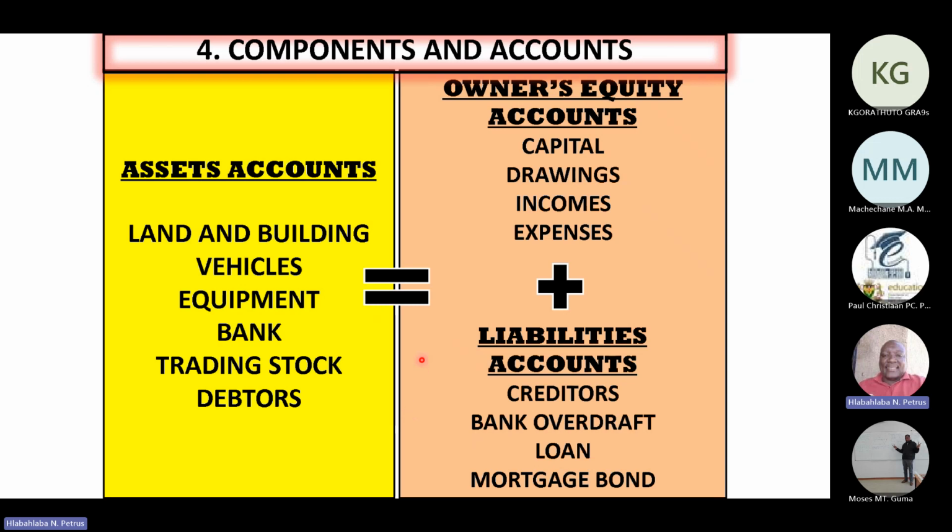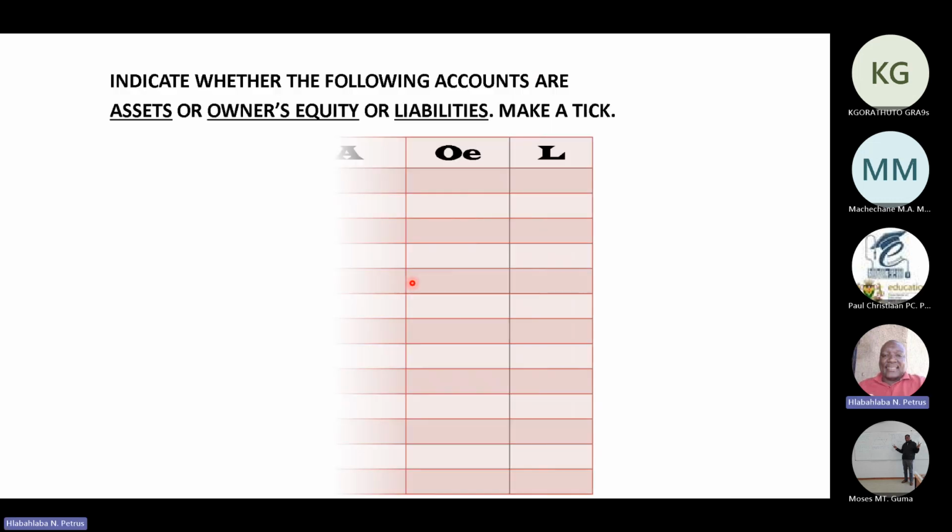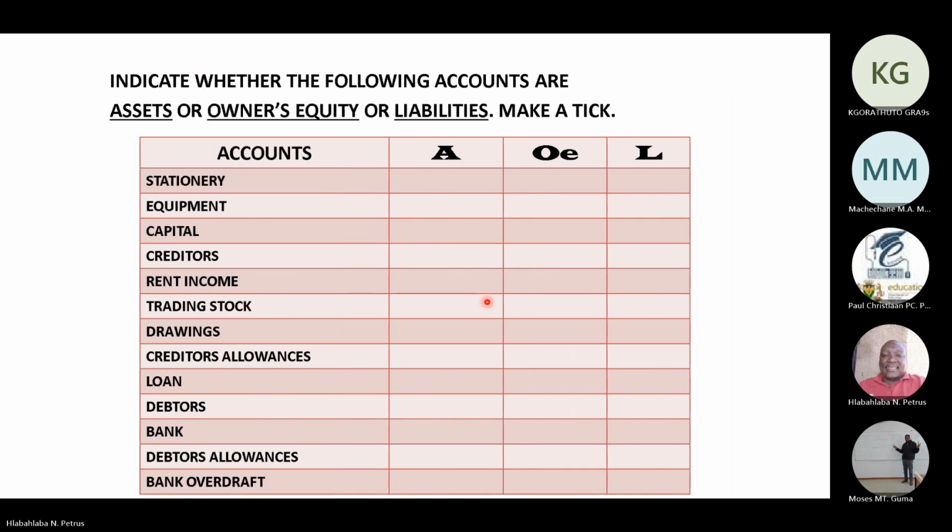But what is important for now is to know the classification of accounts. Now, to classify these accounts, we are going to indicate whether the following accounts fall under the assets, owner's equity, or liability. These are the possible questions that normally come every time when there is an introduction of the accounting equation. You first have to know the accounts.